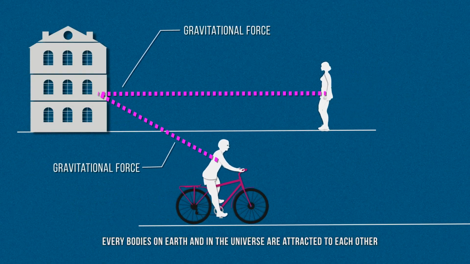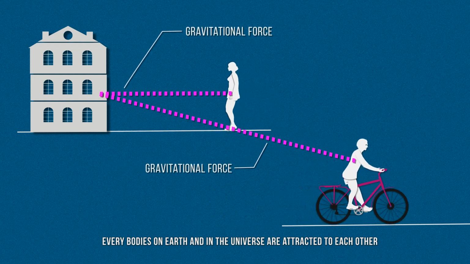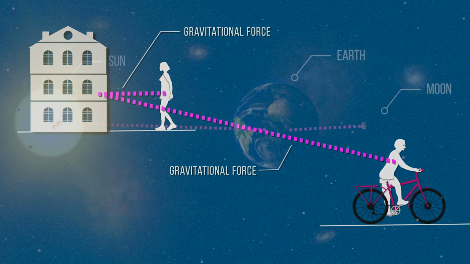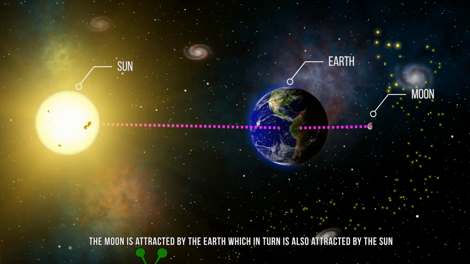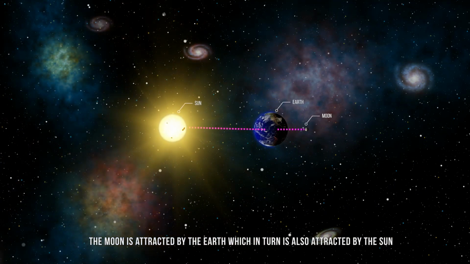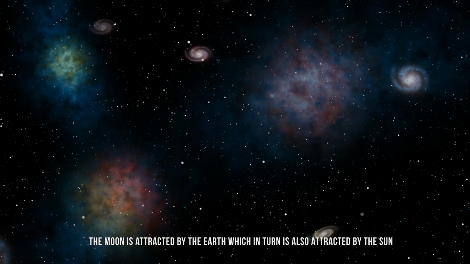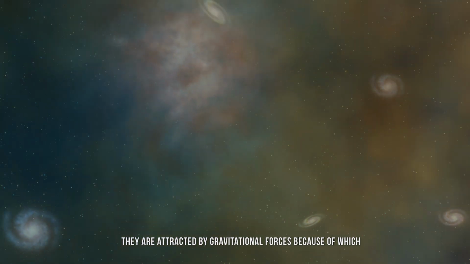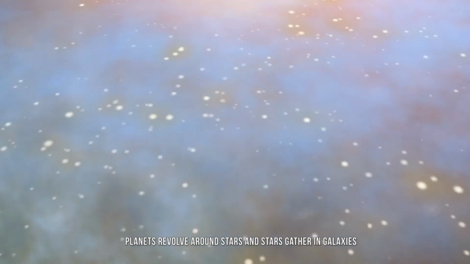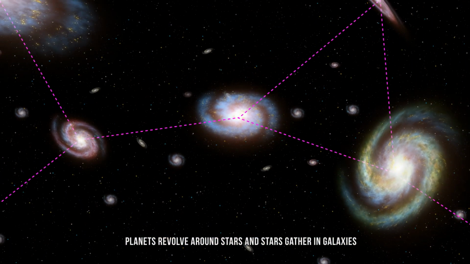All bodies on Earth and in the universe are attracted to each other. The Moon is attracted by the Earth, which in turn is also attracted by the Sun. They are attracted by gravitational forces, because of which planets revolve around stars, and stars gather in galaxies.